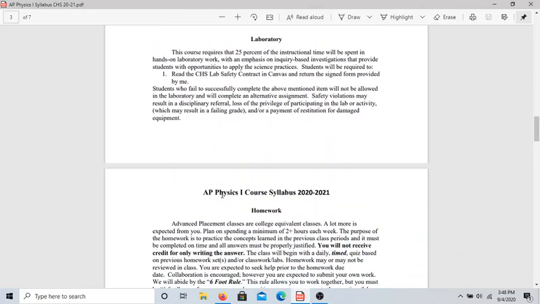Labs, okay? According to the College Board, 25% of our instructional time will be spent on hands-on lab work. It will be hands-on, just hands-on your laptops. But still, we're going to do a lot of labs in here. It's a science class. We're trying to do a lot of exploration. We do a lot of labs where basically our goal is we're trying to figure out what's causing something to happen, and we're looking for some sort of relationship.